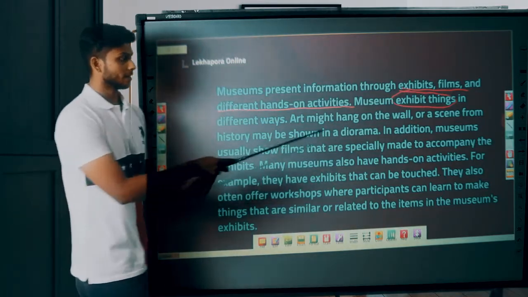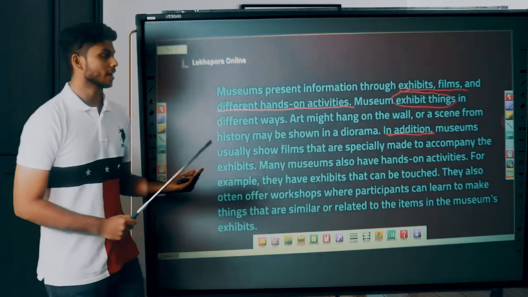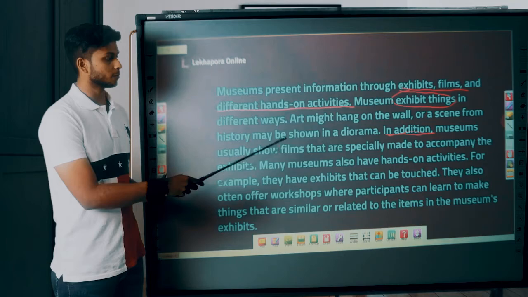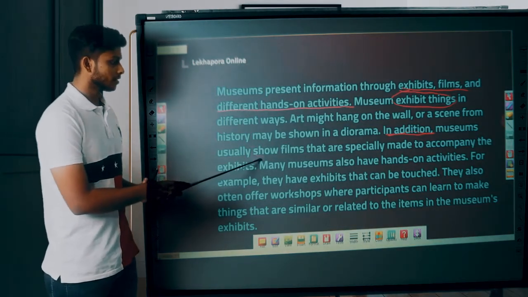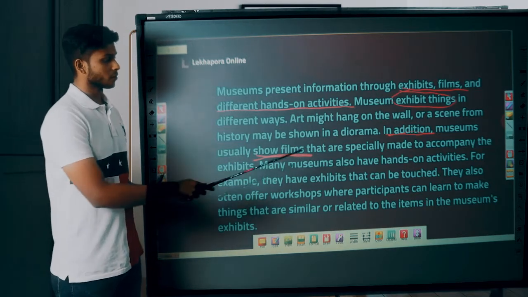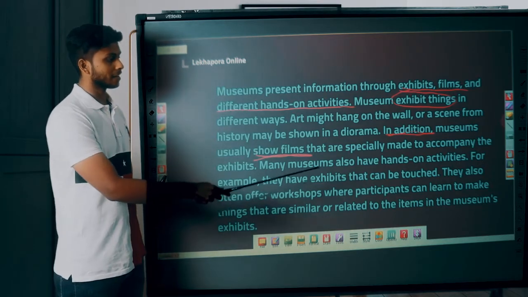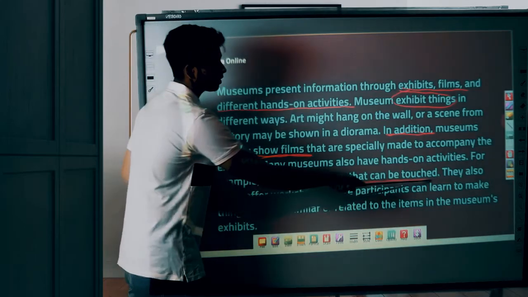Then I used one sentence connector here. In addition, using this connector, it says museums usually show films that are specially made to accompany the exhibits. So this is the second supporting detail. Then it says many museums also have hands-on activities. For example, they have exhibits that can be touched. So exhibits that can be touched is another supporting detail.